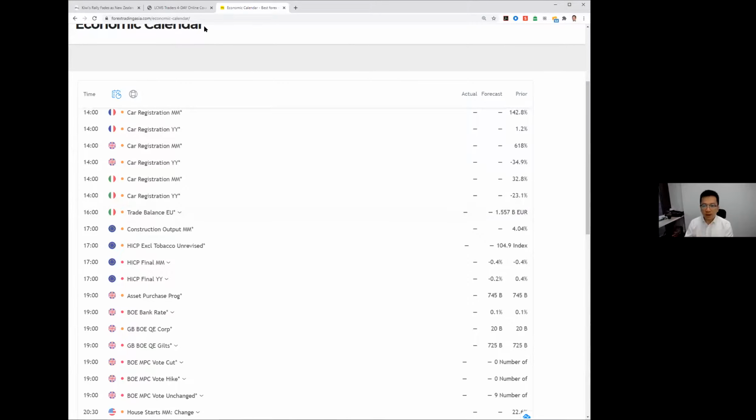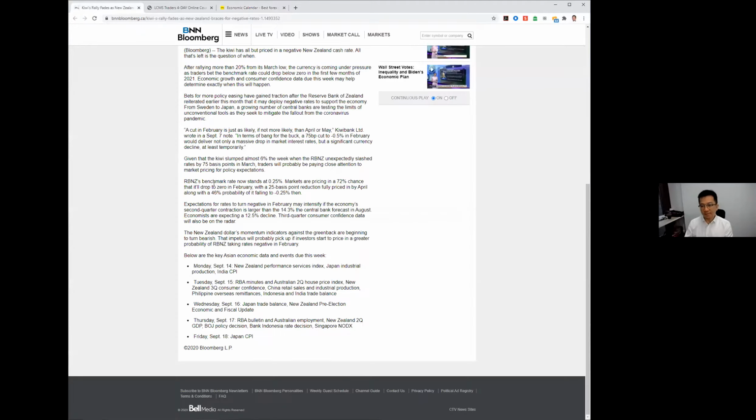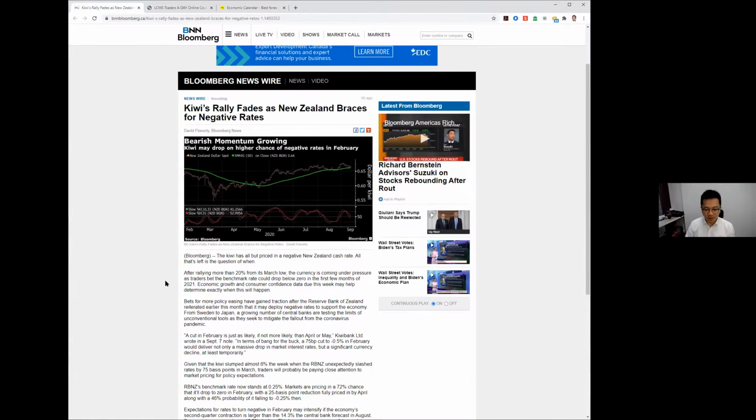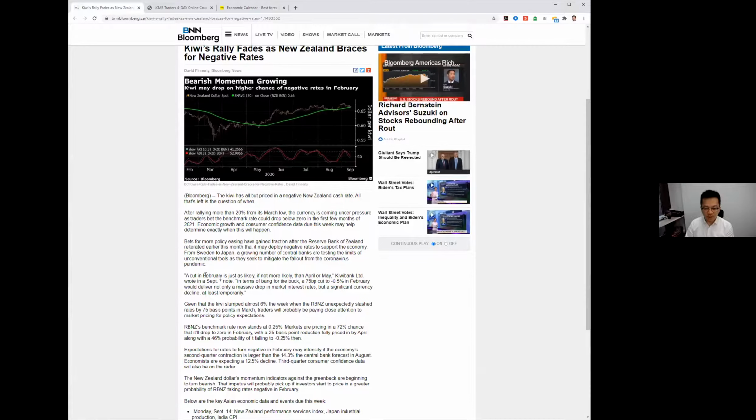All right. I touched briefly on New Zealand rates possibly going negative. You can see here: Kiwi rally fades as New Zealand braces for negative rates. It is not going to be super soon. They are actually talking about a possible cut in Feb next year, not over the next couple of months.